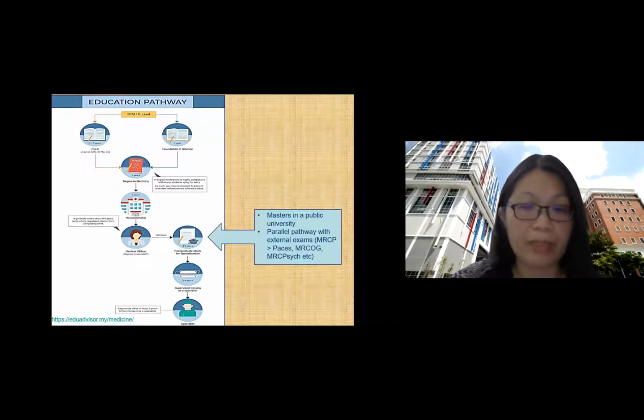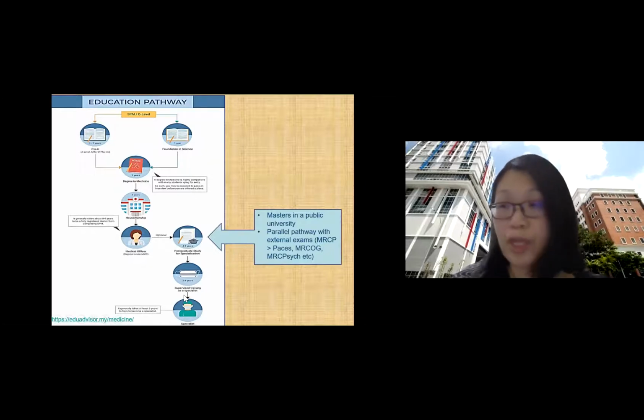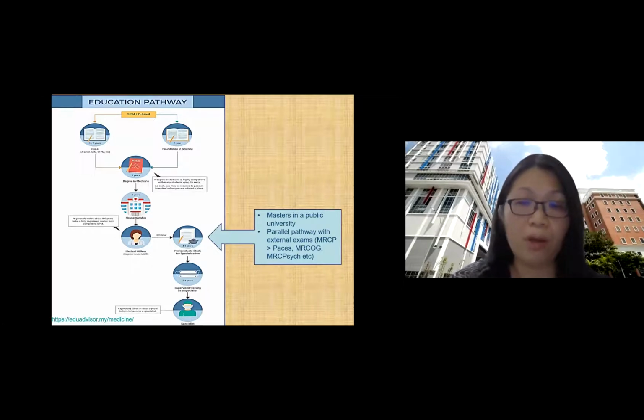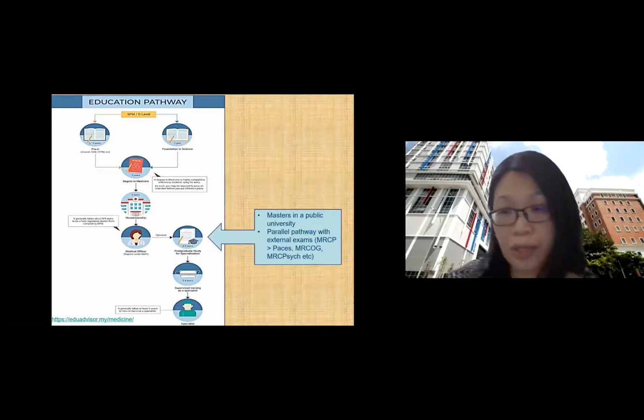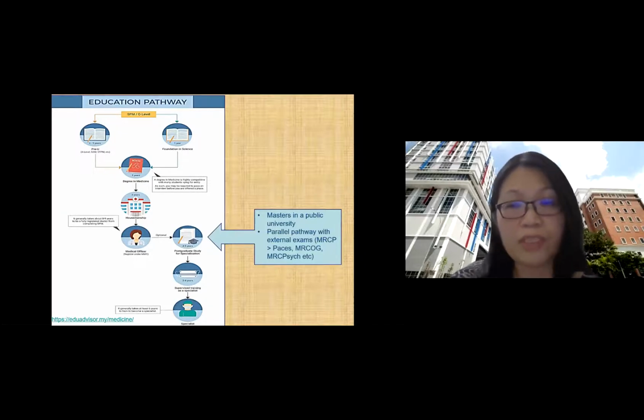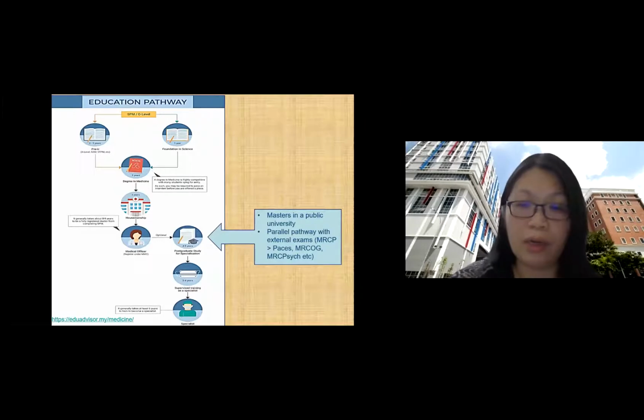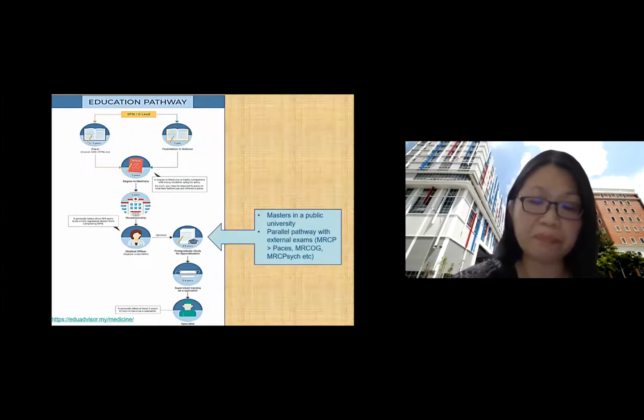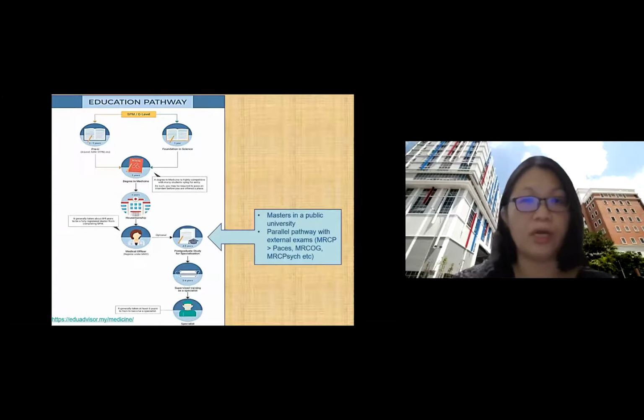At the same time, we also need to do supervised training in the local hospital, and normally it takes about 8 years to complete the whole cycle of specialized training in Malaysia. And of course, postgraduate study comes with a cost. The school fees needed to complete the whole specialization training are not cheap. So this is the MBBS education pathway in Malaysia.